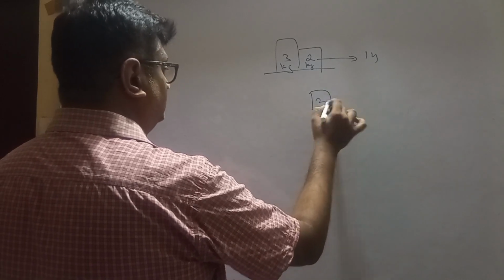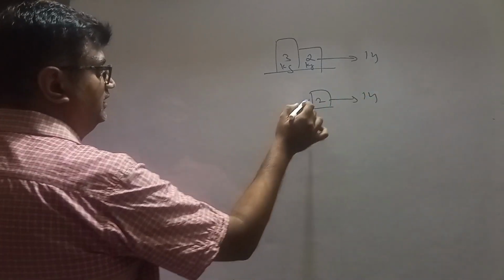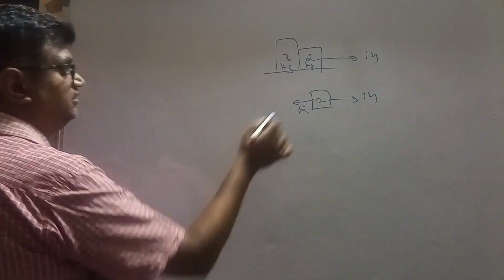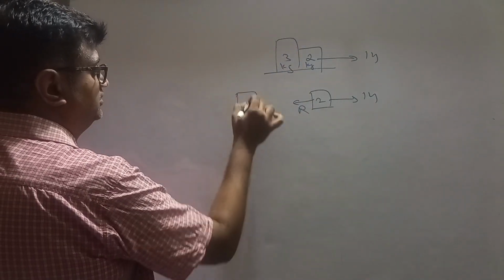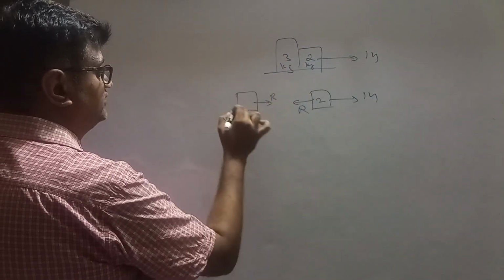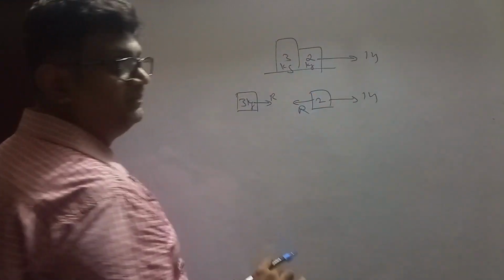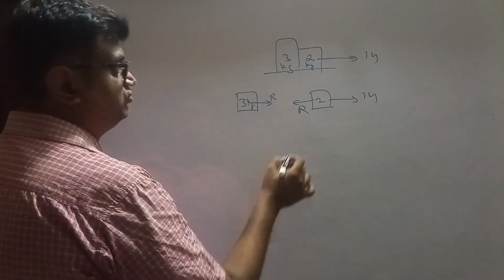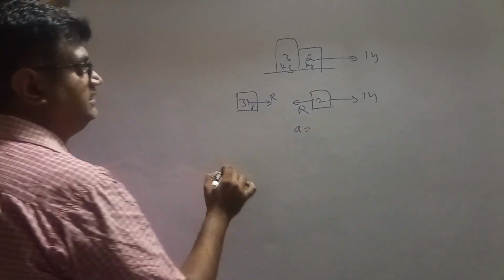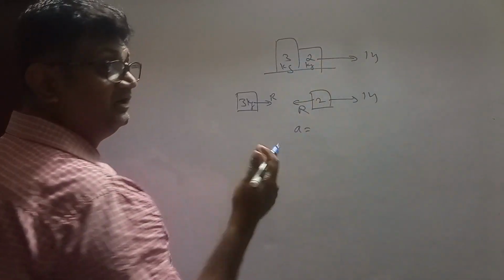So on the 2 kg block, 14 force is acting like this, and I will say some reaction is acting like this. If I draw the 3 kg block, the same reaction will be acting in the opposite direction. This is 3 kg. So both of them are going with the common acceleration. The first step is to find the common acceleration. Acceleration will be equal to total net force.